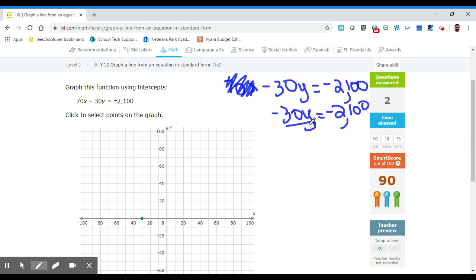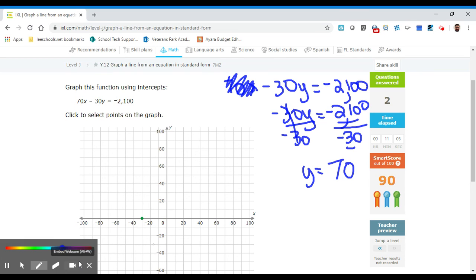And I know I could divide both sides by negative 30. Cancels out 30y. And 3 goes into 21 7 times. And since they're both negative, it's going to be positive. And it's going to be 70. Negative or positive 70. So our y-axis intercept is at positive 70.